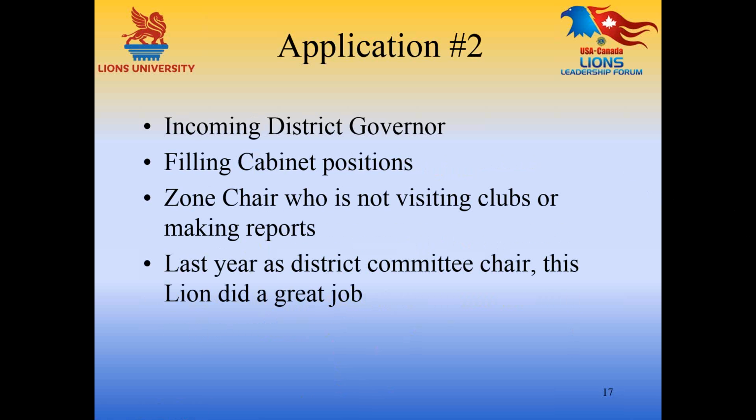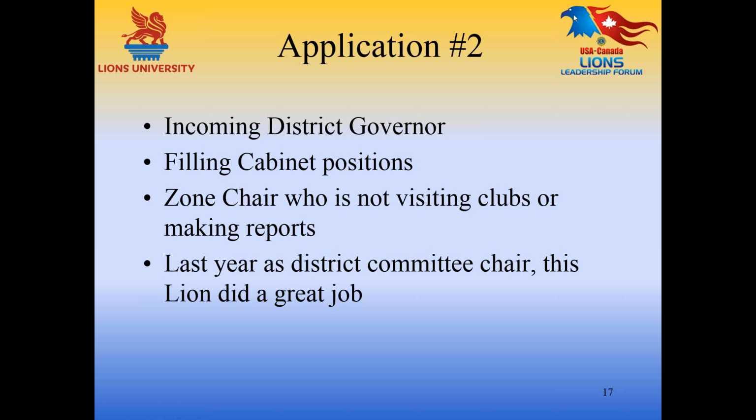You are the incoming governor, and you have been working really hard to prepare for your year as district governor. You've taken all the classes that you need to take, and you've gone to your area training, and you've come prepared for everything. You're right now in the process of filling your cabinet positions to prepare for your year of leadership. And there's a zone chairperson who has not been visiting clubs or making reports, and the clubs in the zone are really suffering because they really don't know what's happening at the district level.